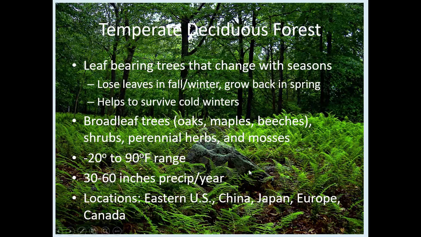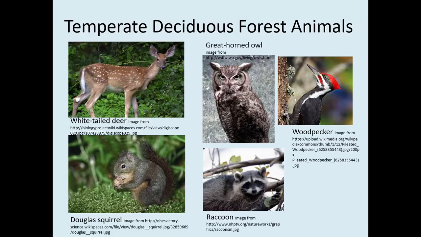They get about the same amount of precipitation as the northern boreal forest at 30 to 60 inches per year. And you can find these forests in the eastern United States, China, Japan, Europe, and Canada. They're pretty widespread, and they reside at kind of those middle latitudes. Some of the critters that live in deciduous forests include deer, squirrels, raccoons, great horned owl, and other types of owls, and woodpeckers.